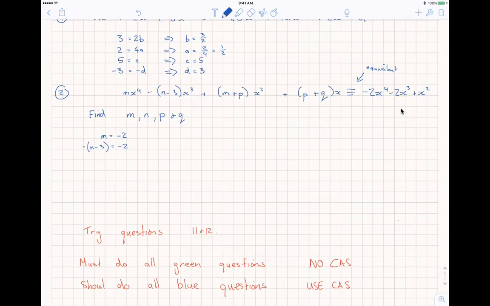Coefficient of x squared is m plus p. And on the other side, the coefficient is just 1. Remember that there's an invisible 1 here. Coefficient of x here is p plus q. On the other side, we don't actually have an x term, so its coefficient must be 0. So this here must be equal to 0. All right, so straight away we can see here that m equals minus 2. That's done and dusted.